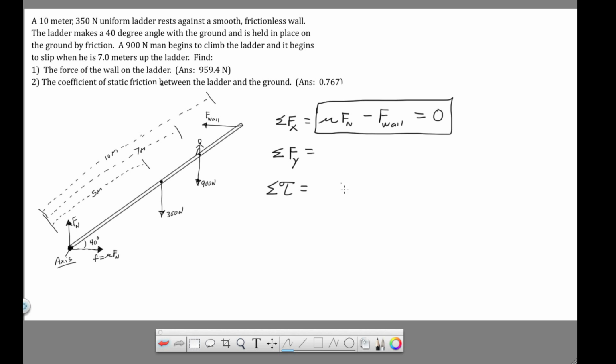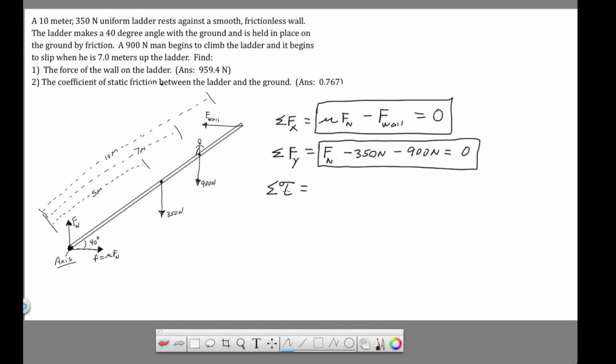In the y direction, we have normal force pointing up, the normal force down here where the ladder touches the ground. Normal force is always perpendicular to the surface. Normal force minus the weight of the ladder minus the weight of the guy. And again, the sum of the forces equals ma, but there is no acceleration, so we can just change this to 0. A is 0.